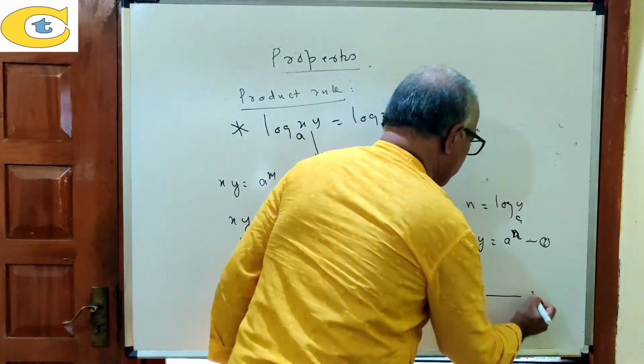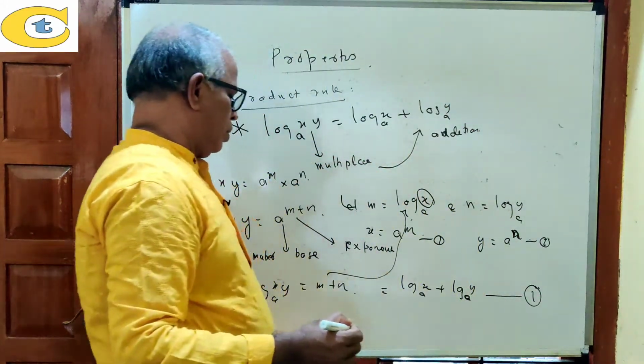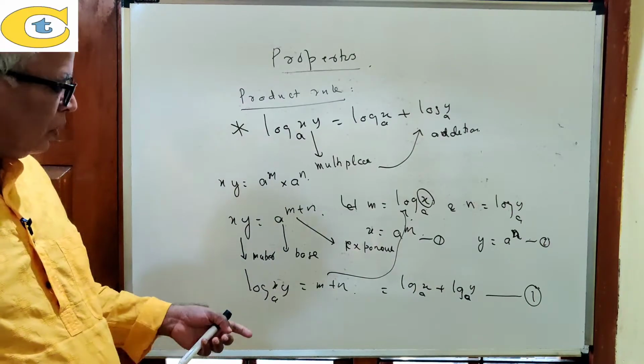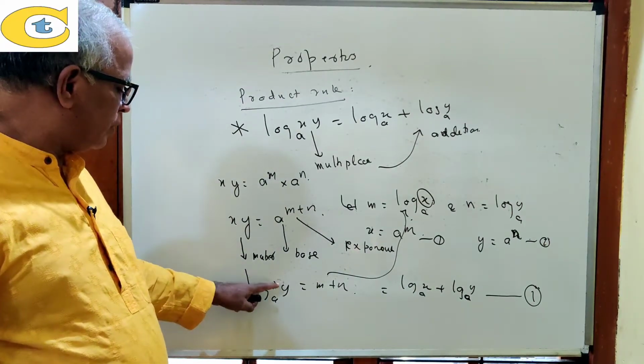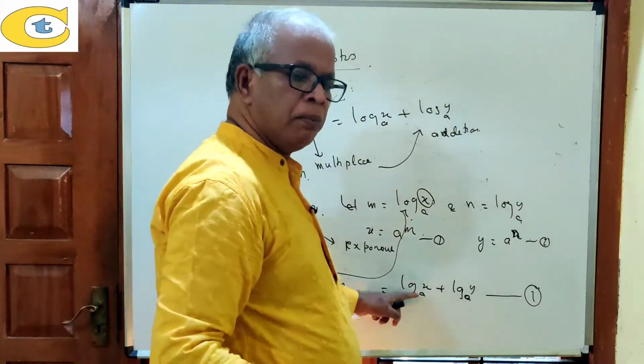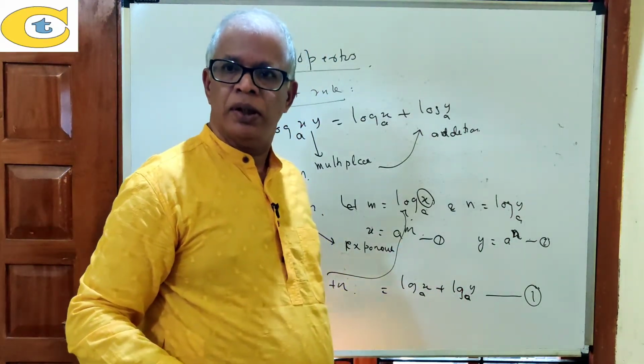So this is an important relation. You will use this kind of relation in chemistry, physics, maths, everywhere. So learn it properly. Logarithm of xy to the base a is equal to logarithm of x to the base a plus logarithm of y to the base a.